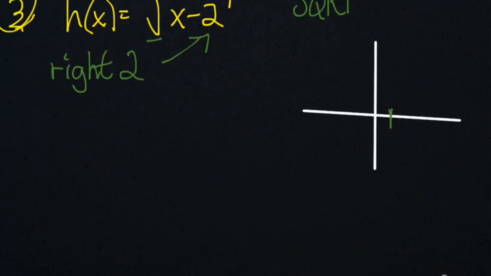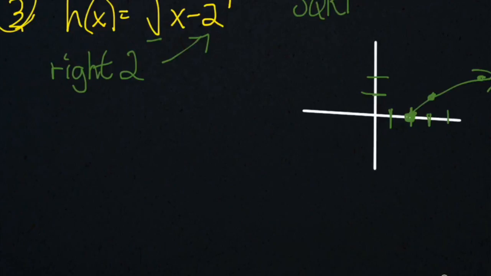So we're going right 2, 1, 2. That's my starting point. Remember, the square root function is going to go over 1 and up 1. And then over 4 and up 2, which is almost off my graph. Okay, so that's my square root function. It goes up and to the right.